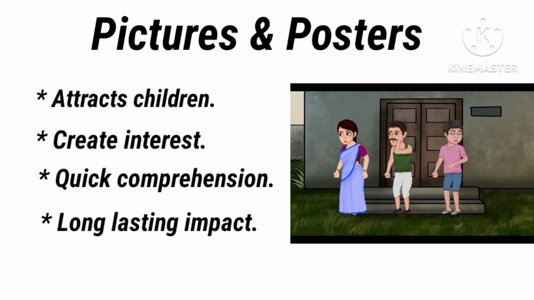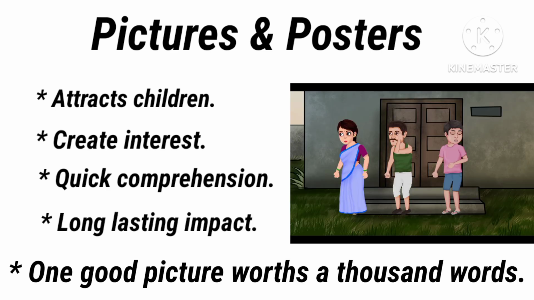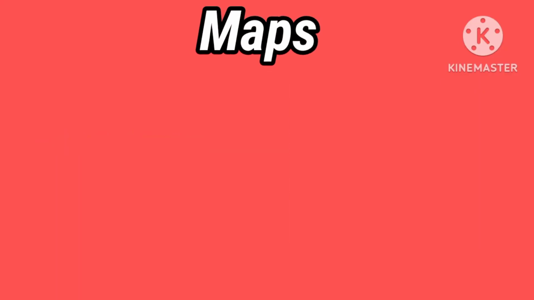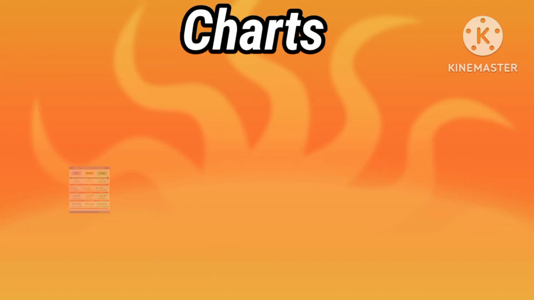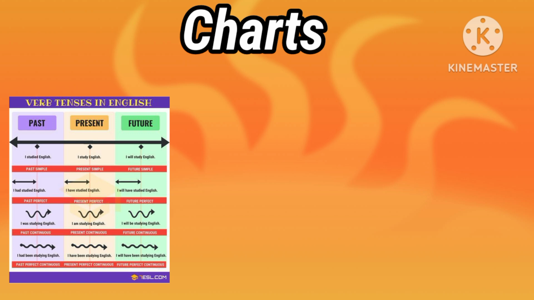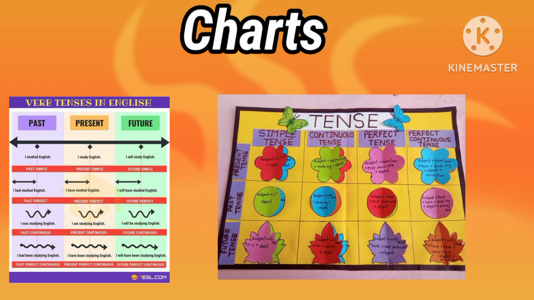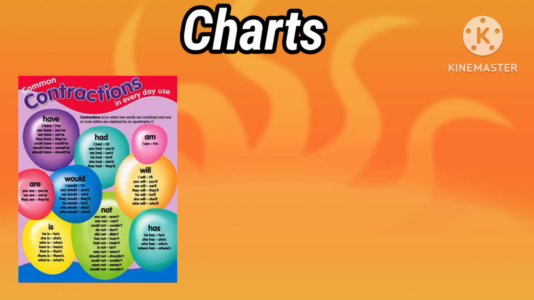Thus, there is a Chinese proverb, one good picture is worth 1,000 words. So, picture is one of the most effective teaching aids. Maps. Maps help to know the direction and correct location of the place which is necessary for our daily life. Charts. Charts are available in the market as well as can be prepared by a teacher according to his needs. They are neither expensive nor very difficult to make.